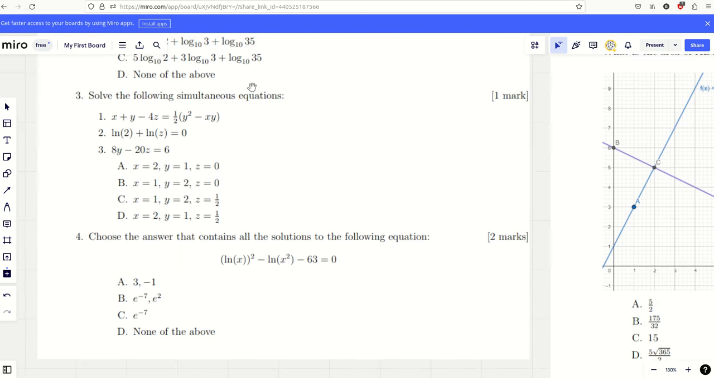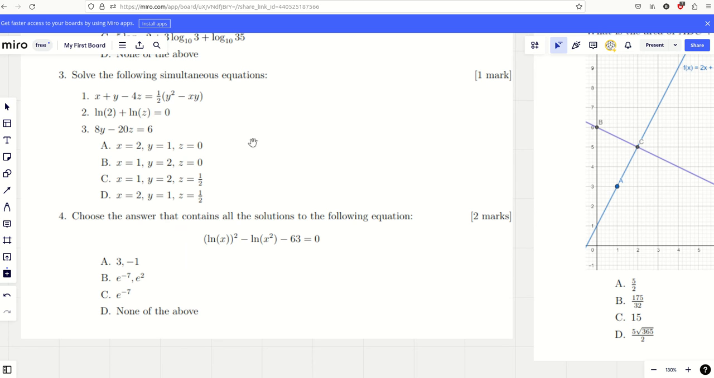So number 3, solve these simultaneous equations. Now, always look at what you've got. Don't just look at the first one. Look at this one, yeah? Only one letter in it. We can definitely solve it then. So that's ln of 2z equals 0. So 2z equals e to the 0, which is 1. So z is a half, yeah?